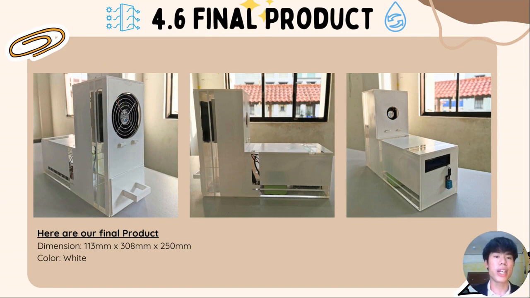Our dehumidifier has dimensions of 113 mm width, 308 mm length, and 250 mm height. The color of the dehumidifier is white, with the consideration of reflecting the light wave, thus preventing the light from converting into heat.